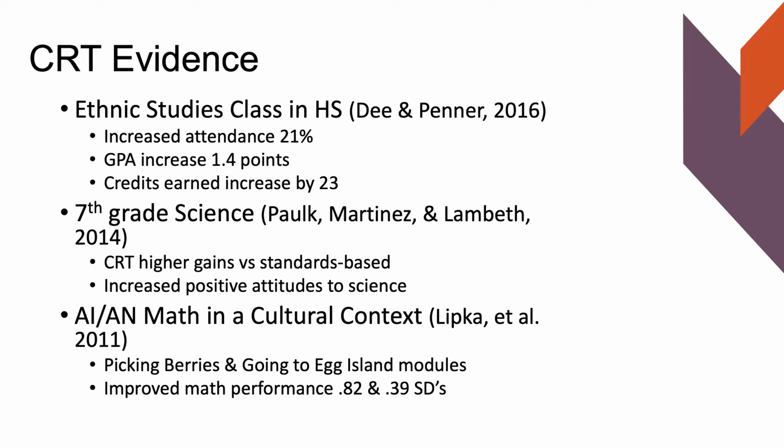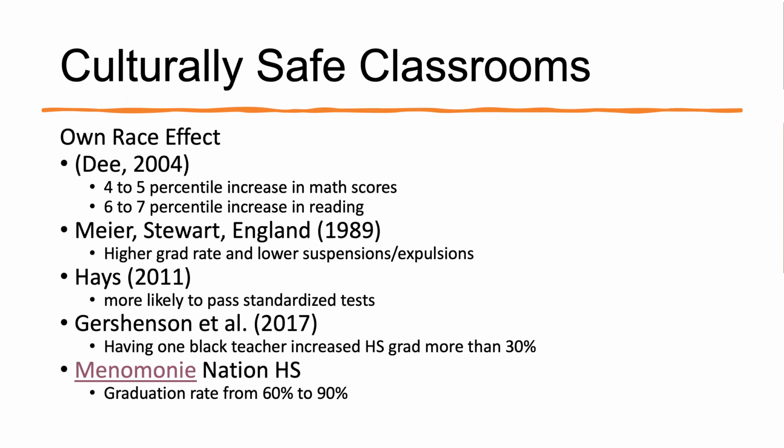That's a really, really strong effect. If you can increase test scores in math by that much, you're doing something right, right? So several examples there. Another really important thing is having representation in the classroom, having a native teacher or a teacher of color at the front of the classroom, and how powerful that actually is.